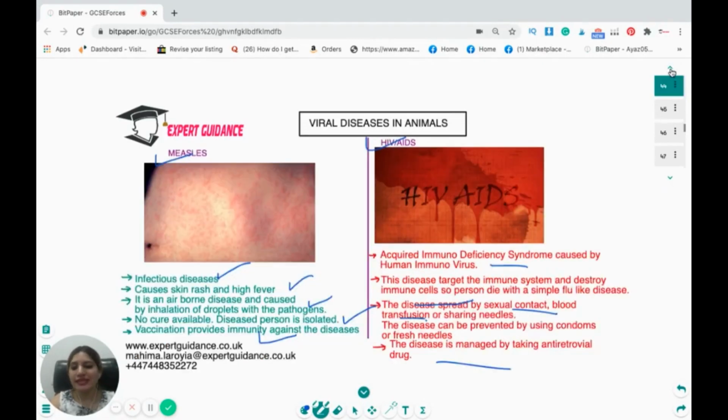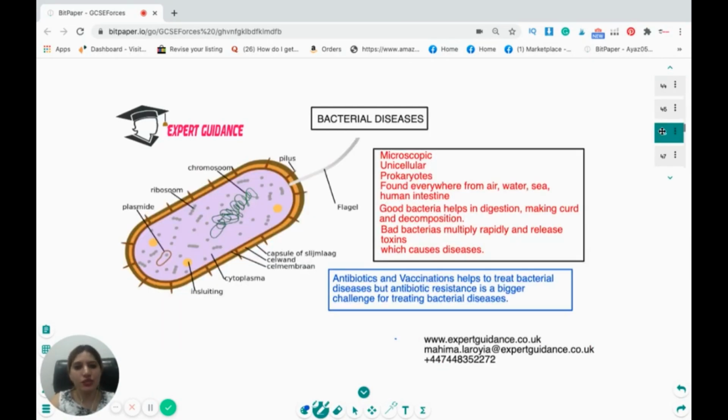So you should know the symptoms, cause, and what happens in viral diseases in plants and animals with these examples. Now let's come to the bacterial disease. If you look at the structure of bacteria in cell biology, we have discussed the structure. You should know the structure of the bacteria and all these labelings.